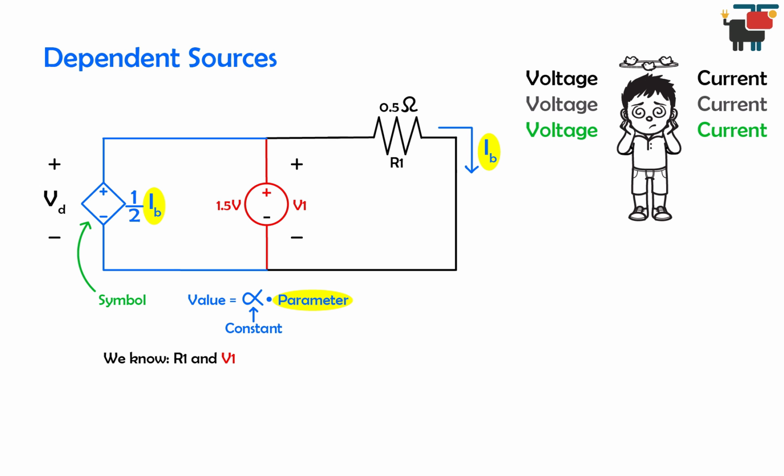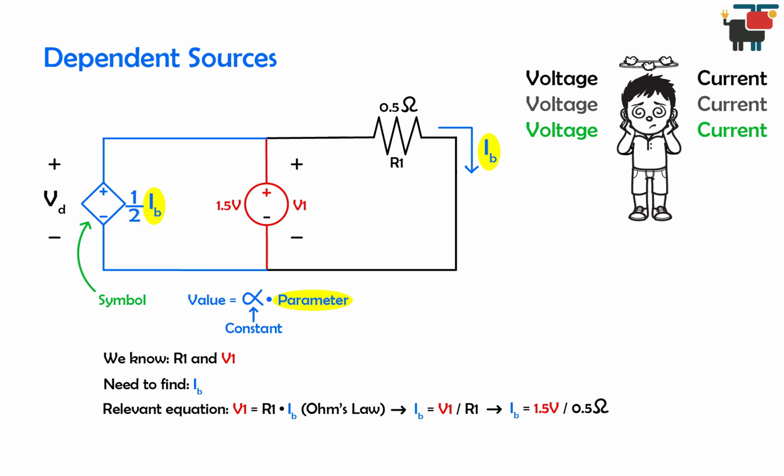We know the resistance R1 and the voltage of the battery. We need to find IB flowing through the resistor. The relevant equation here is Ohm's law. We have that V1 equals IB times R1. Solving for IB, we find that the current is the voltage V1 divided by the resistance R1, or 1.5 volts divided by 0.5 ohms. Then the current IB is 3 amps.